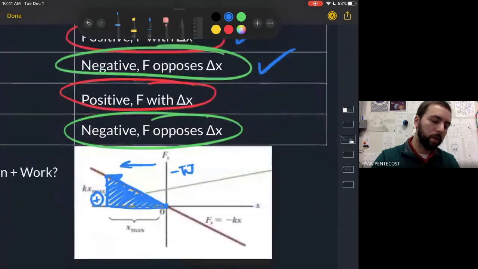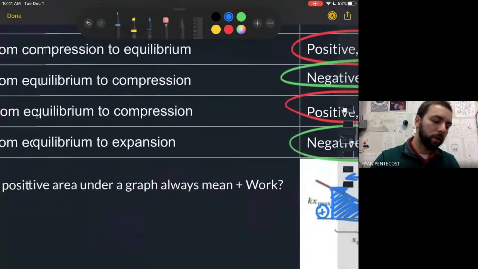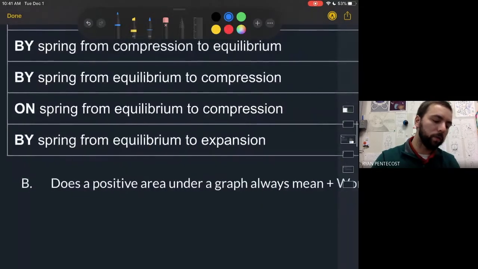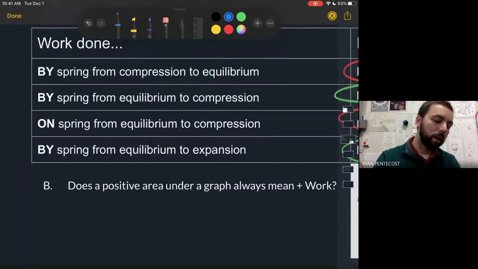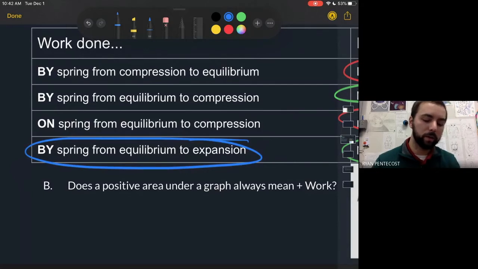All right, so our next scenario, we're going to look at the work done on the spring. Well, let's not do the on the spring, because that's going to be complicated with our graph. Our graph is the force done by a spring. We don't want to look at the graph of a force done by a spring to find the work done on a spring. That's just not going to mesh well. It's going to get confusing to explain. So let's skip to the fourth one.